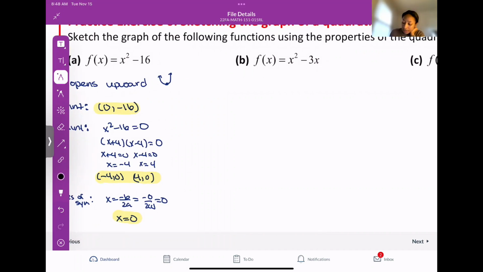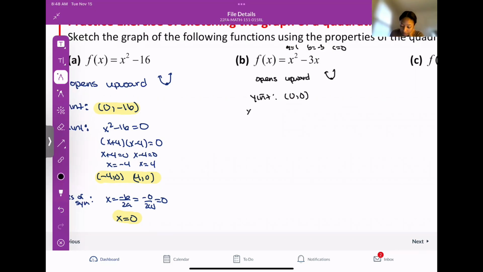First thing, f of x equals x squared minus 3x. This parabola opens upward. So again here, our vertex is going to be a minimum. Next thing, for the y-intercept, notice here the value of c is 0. X squared minus 3x, a is equal to 1, b is equal to -3, c equals 0. So the y-intercept would be at 0, 0. Not much to do there.